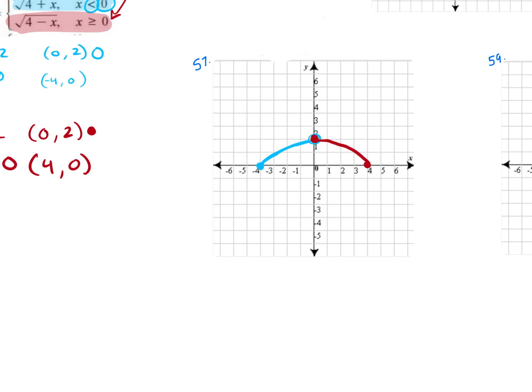We can't plug in anything that's greater than 4. Like Bree suggested, we plug in 5. 5 doesn't work because it makes it negative. So 5 would not be in our domain here. So we have to stop our graph at 4. You've got to keep in mind your domain when you're doing these. All right, let's look at 59.